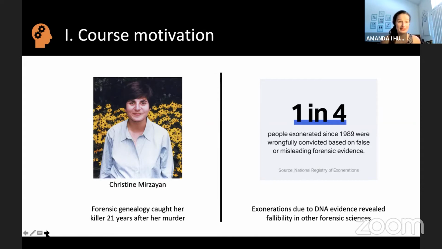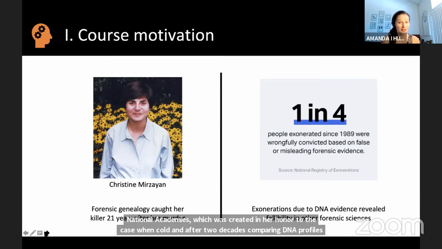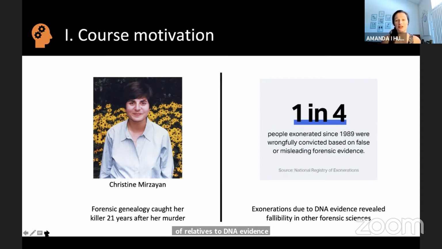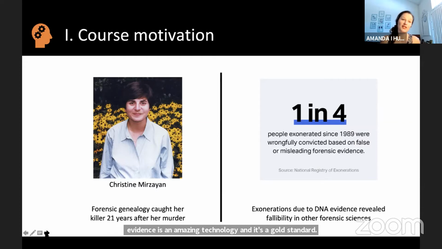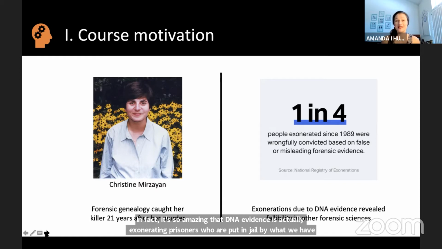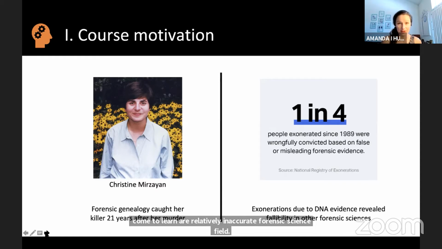In fact, it's so amazing that DNA evidence is actually exonerating prisoners who were put in jail by what we have come to learn are relatively inaccurate forensic science fields. In fact, 25% of exonerations are cases with flawed forensic science. So I want to pause here and ask the audience, what could make a forensic science flawed or questionable? For example, comparing hair samples. And we'll come back to that question later, so feel free to fill up the chat.